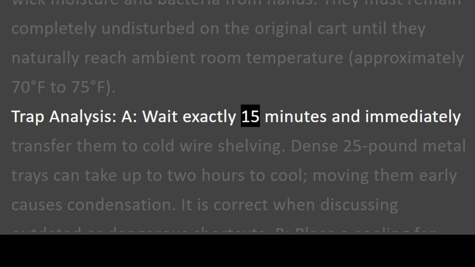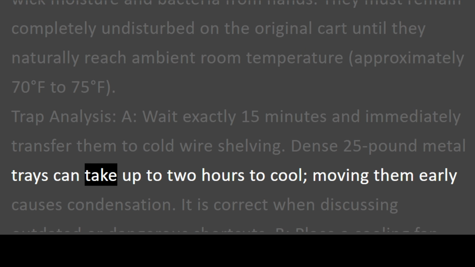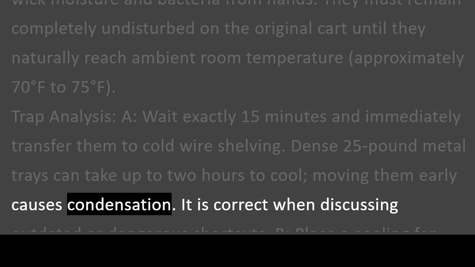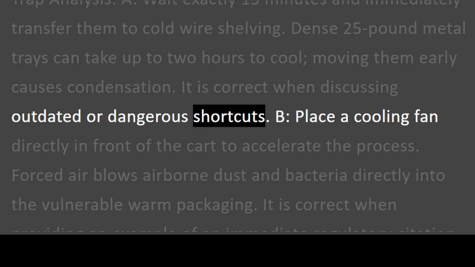Wait exactly 15 minutes and immediately transfer them to cold wire shelving. Dense 25-pound metal trays can take up to 2 hours to cool. Moving them early causes condensation. It is correct when discussing outdated or dangerous shortcuts.